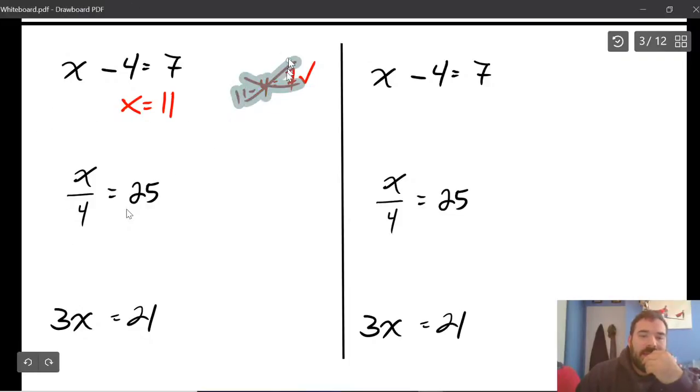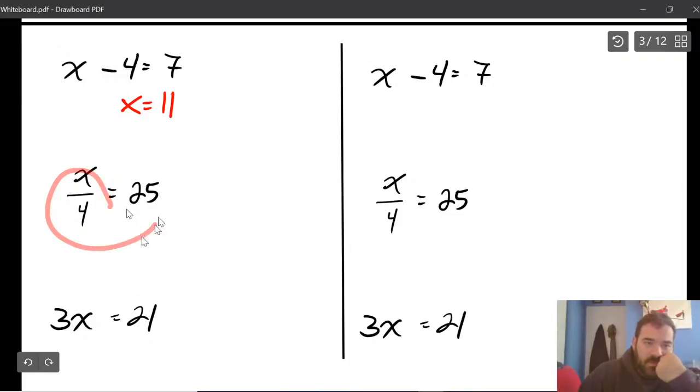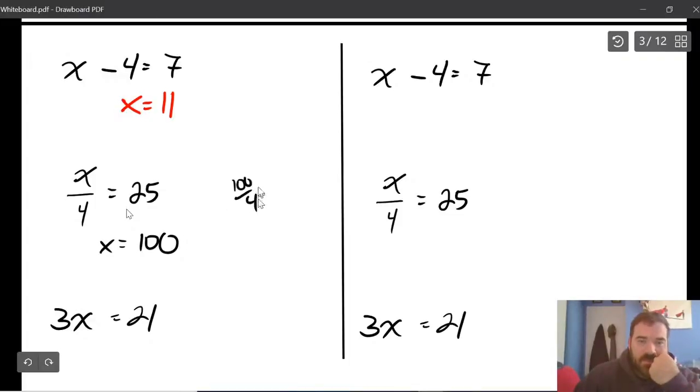Moving down, x divided by 4 down here. So I have x divided by 4. What divided by 4 is equal to 25? Well, I know that it's 100. And I can test that: 100 divided by 4 is equal to 25. So I know that works.